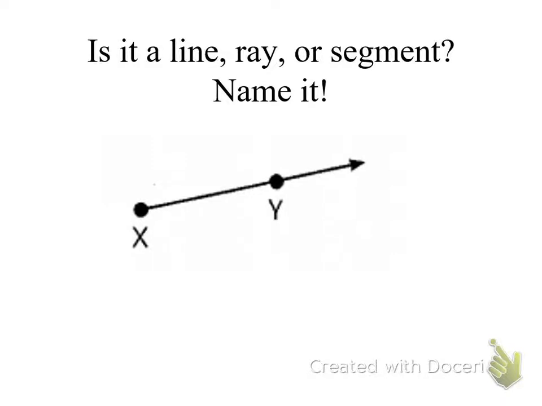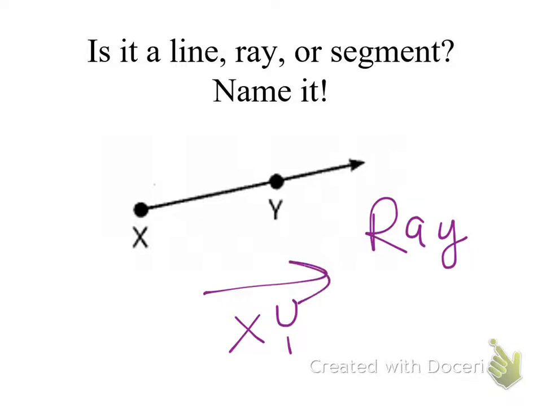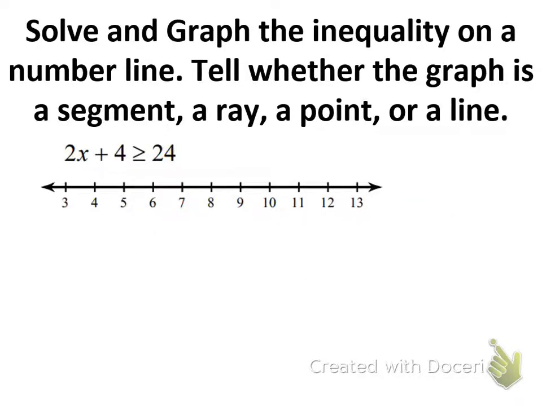All right, it is a ray. What's the starting point for this ray? And it goes in the direction of y. Wonderful. This next one, you're going to solve and then graph it and then tell me what kind of shape it is.